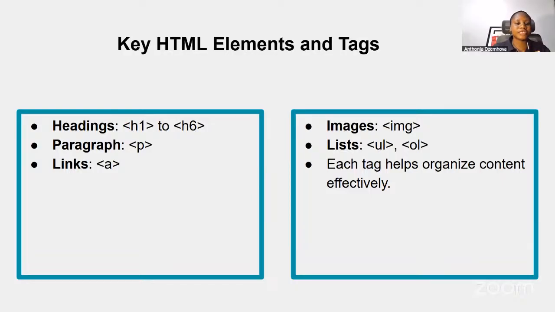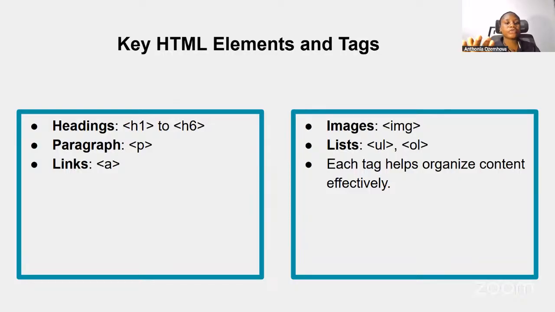Then we also have links, which are represented with A. This is where we embed whatever link. Maybe you want to link text or link pages together, or it might even be a link to another website. So we make use of this A tag to embed our links. Then we can also embed images into our web page, and when we want to embed an image, we make use of this tag.